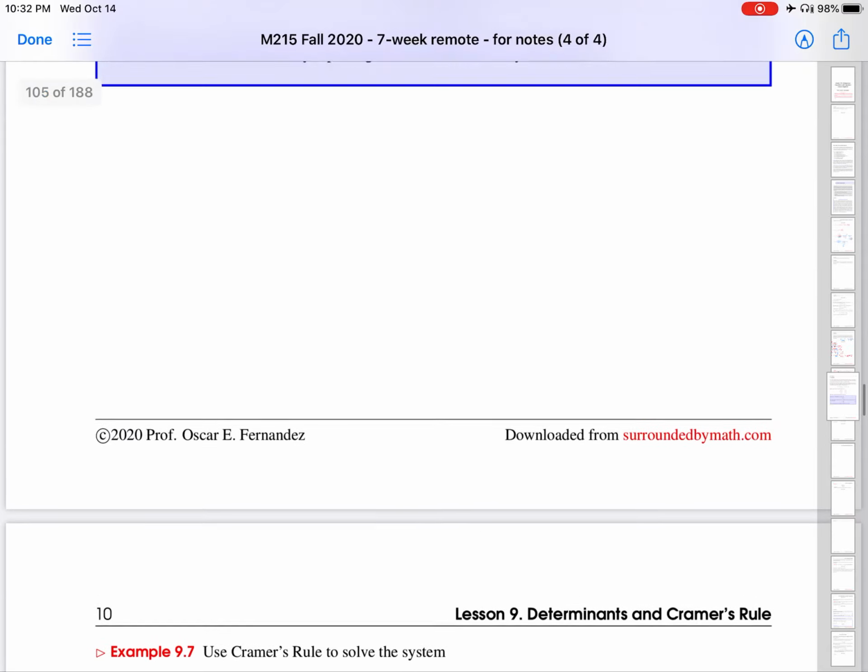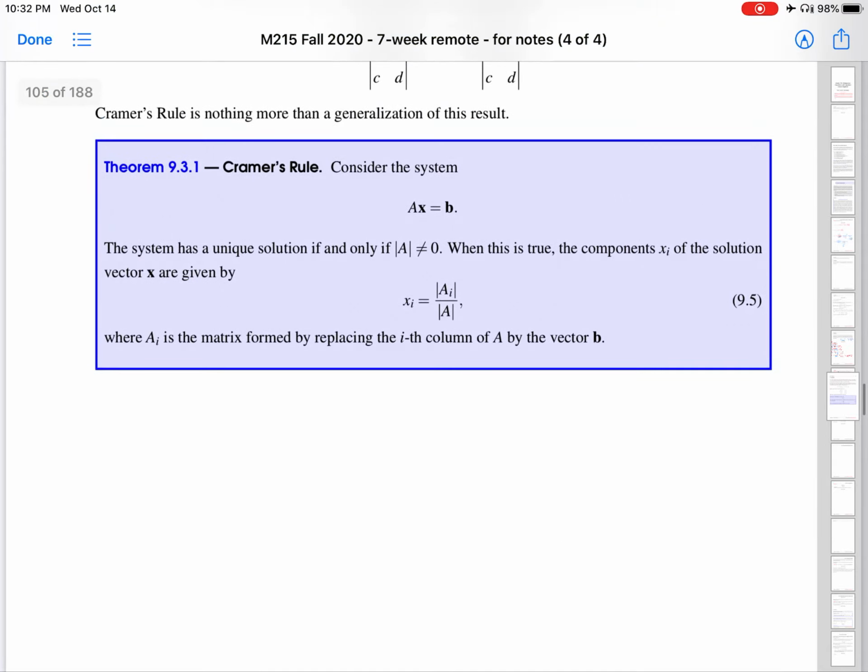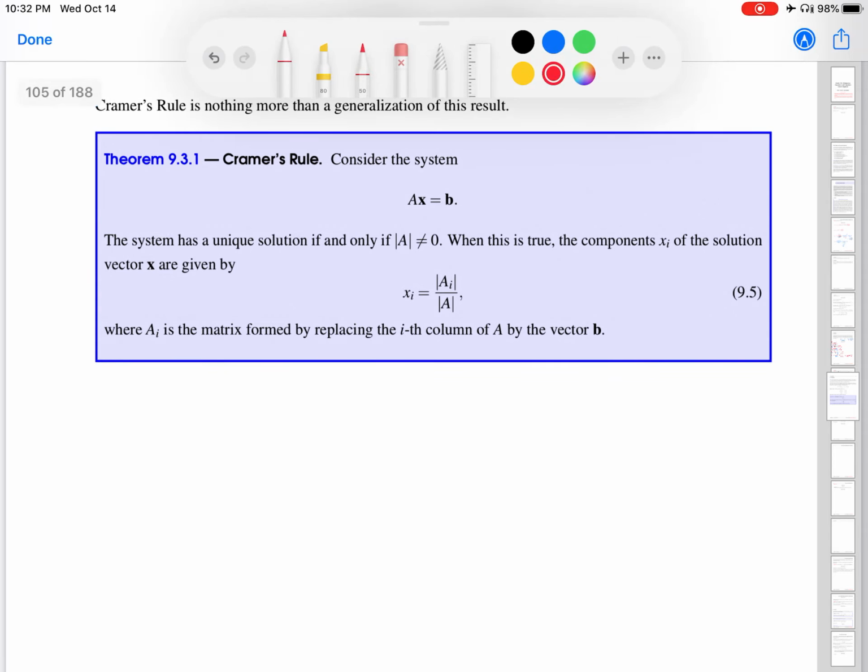Let me scroll up a little bit and remind you of what Cramer's rule is. So this is the statement of Cramer's rule. First of all, it is a result that helps you find the solution to a system of linear equations. The assumptions are that you're given the matrix A and you're given the right-hand side vector B. And first of all, this is an existence theorem, and it is also a computational theorem.